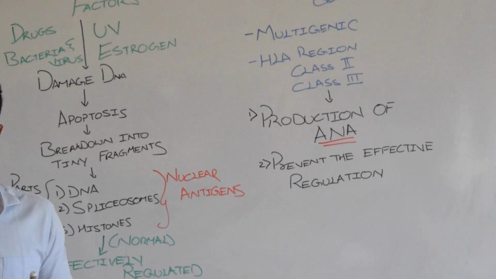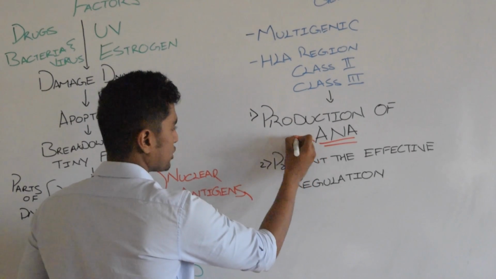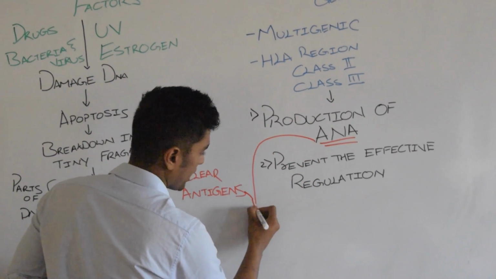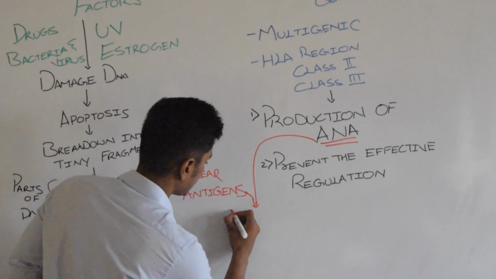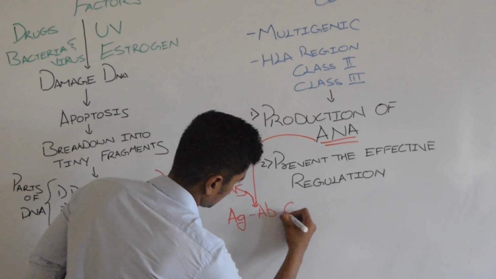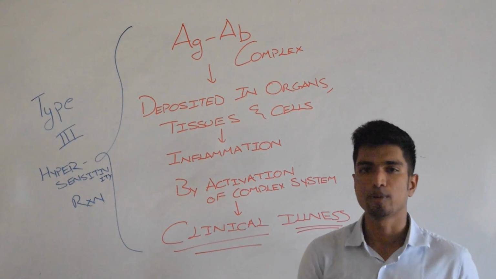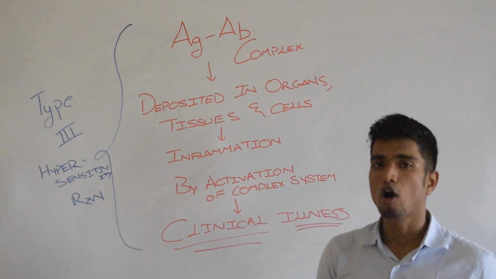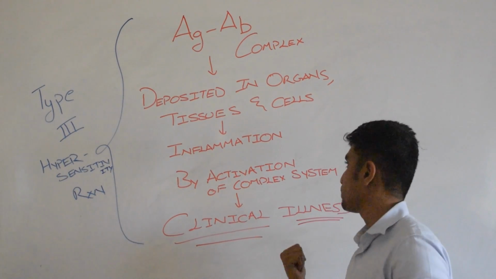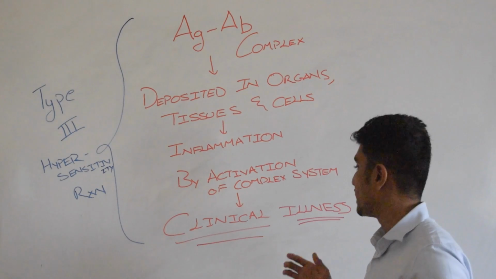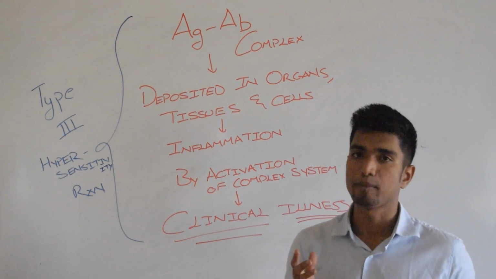So now let's see what happens. These nuclear antigens and the antinuclear antibodies combine to form an antigen-antibody complex. This complex gets deposited in organs, tissues and cells and leads to the activation of the complement system causing inflammation. And now that leads to the clinical illness. Remember that it's nothing but a type 3 hypersensitivity reaction.